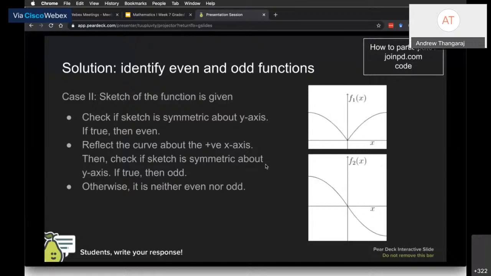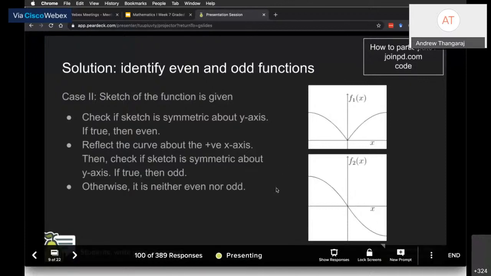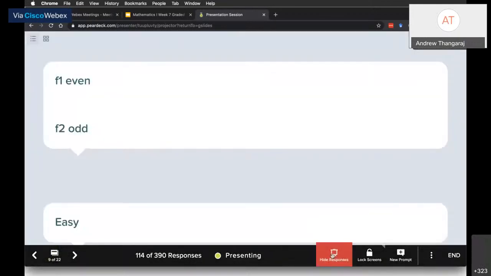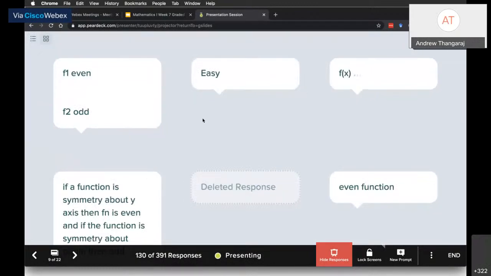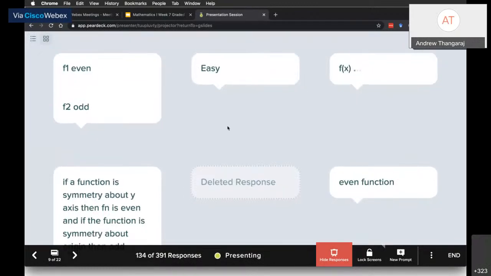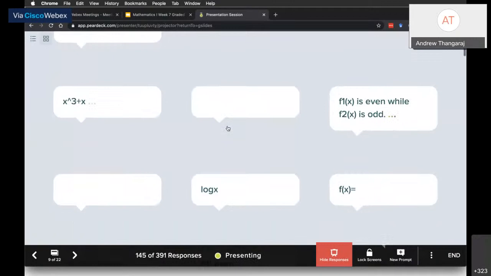Type an example. So there were two examples that we saw here. One was an even function, the other was an odd function. As an additional question in this slide on joinpd.com, I want you to type an example of a function which is neither even nor odd. So I think I see responses coming in. These are free flow text responses. So let me just show it to you. A lot of people are doing this. So I want you to type an example of a function which is neither even nor odd.